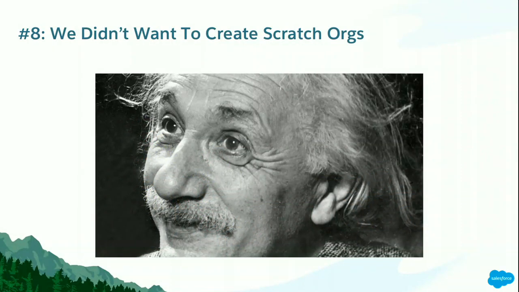Funny story though, thing to know number 8, we didn't actually want to build scratch orgs. This is not Einstein like our product Einstein, this is actual Einstein. Some of you may be familiar with what he said about the cosmological constant. He said it was his biggest blunder. He added this constant in there to make gravity work, and he didn't like it. He said, I didn't really like to do that, but he put it in there. It turned out like 80 years later he was right, but yeah, he always called it his biggest blunder.